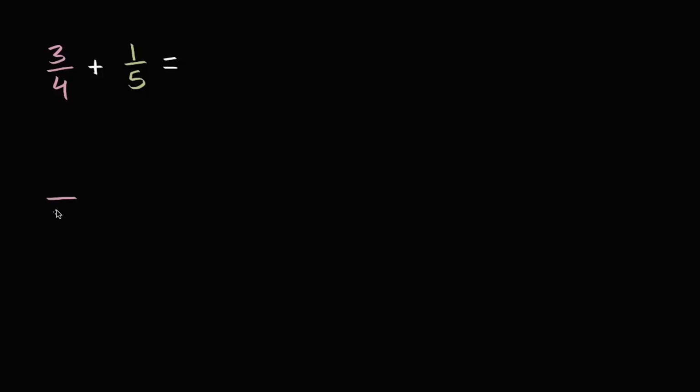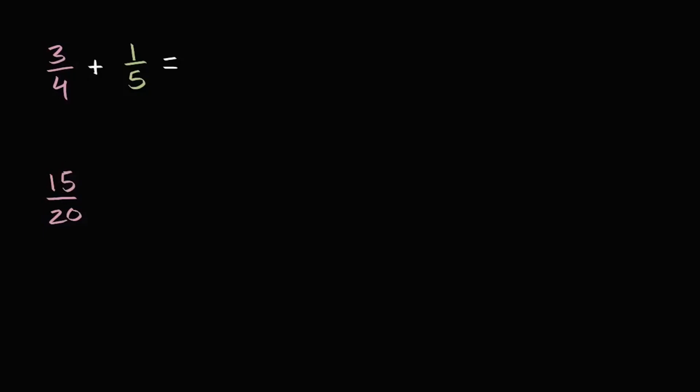So we could write 3/4 as something over 20. So to go from 4 to 20 in the denominator, we multiplied by 5. So we also do that to the numerator. We multiplied 3 times 5 to get 15. All I did, to go from 4 to 20, multiplied by 5, so I have to do the same thing to the numerator. 3 times 5 is 15. 3/4 is the same thing as 15/20.